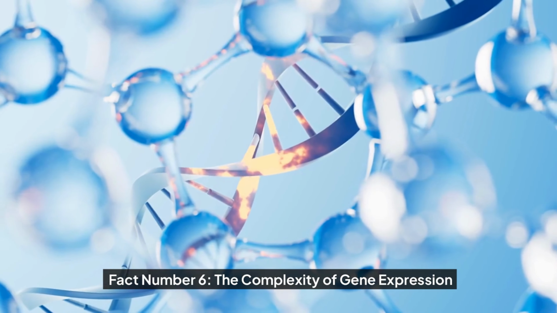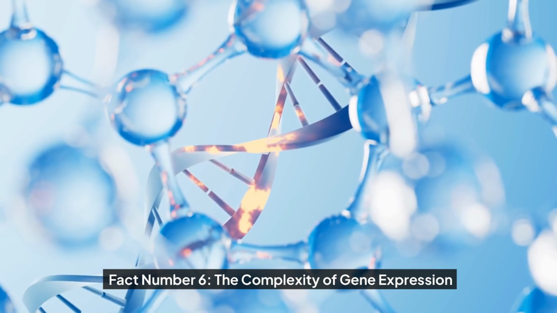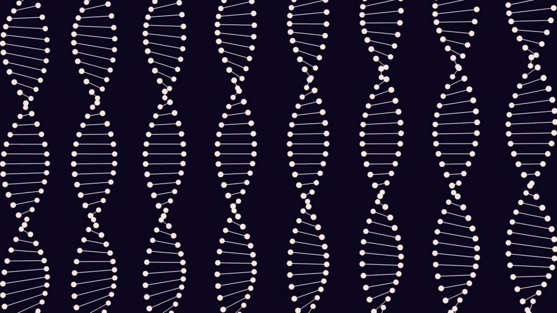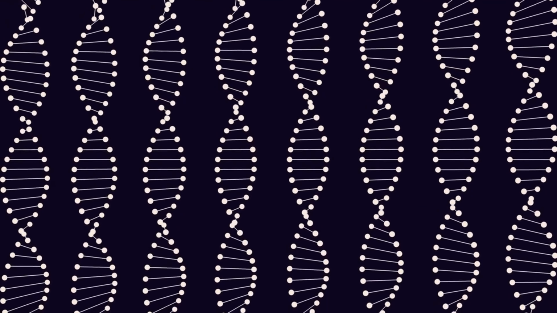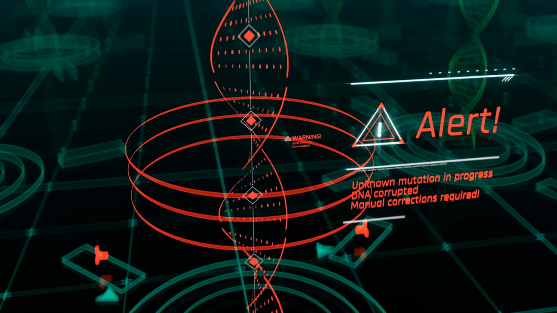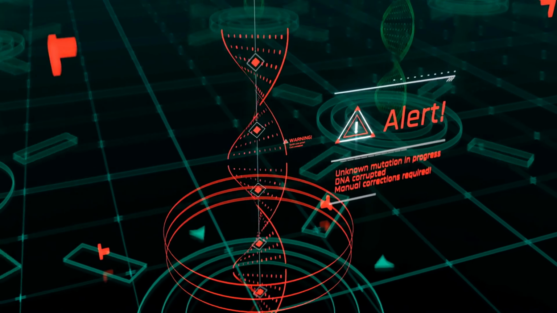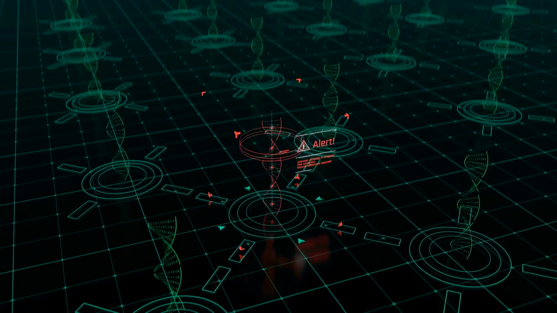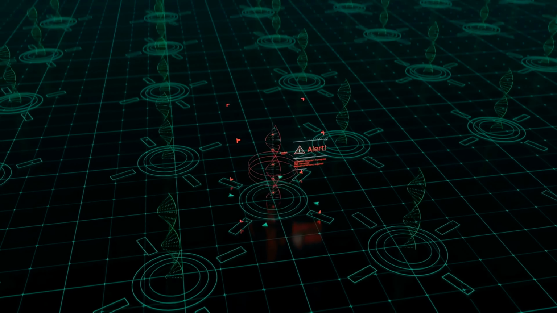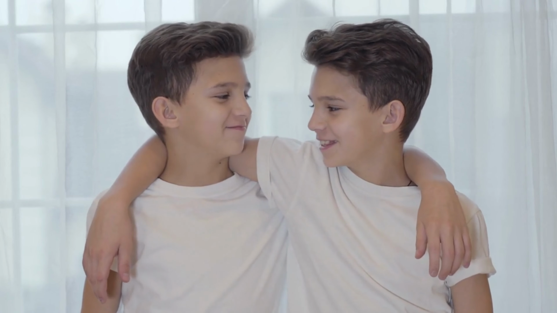Fact number 6. The complexity of gene expression. Even with the same set of genes, individuals can look vastly different due to variations in gene expression. Epigenetics, the study of how environmental factors influence gene activity, reveals that lifestyle, stress, and exposure to toxins can modify how genes are expressed. For instance, identical twins may have subtle differences in appearance as they age due to environmental influences that affect their gene expression.